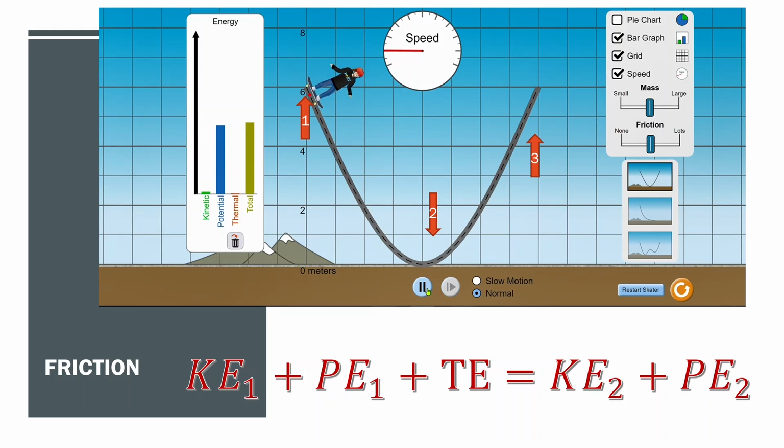With the skateboarder, the thermal energy comes from the friction being transferred into thermal energy from the wheels and the ramp. The friction then causes the skateboarder to come to a stop, and all the energy will be thermal energy. During this whole scenario, the total amount of energy never changes.